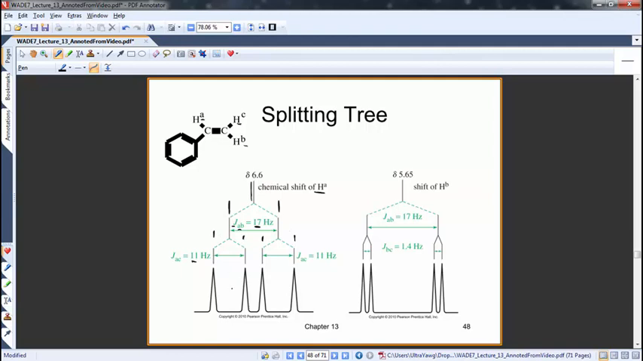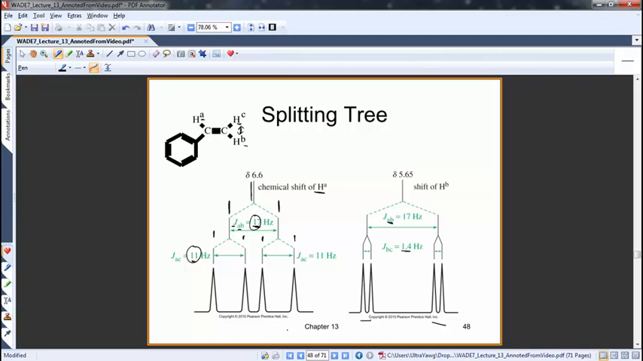It's symmetrically split, but it's not split the same amount. It's 17 first, followed by 11. Whereas if I talk about HB, first the relationship between AB is 17, just like before, so that gets split. But now the geminal splitting here, B to C, is only 1.4. So you get a different doublet of doublets.